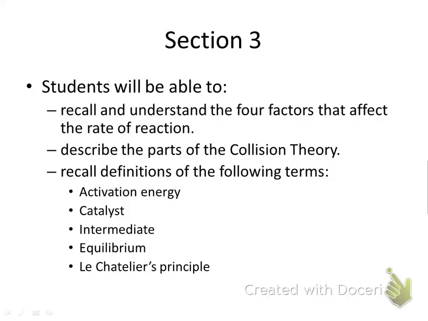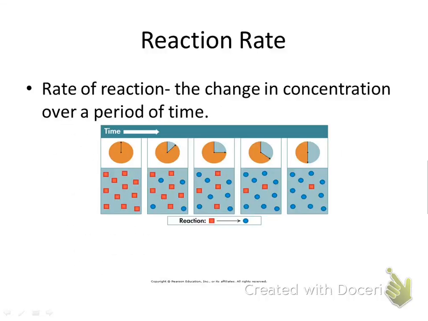Now, our objectives again for section 3 will be for students to be able to recall and understand the 4 factors that affect the reaction rate, or rate of reaction, describe the parts of the collision theory, and recall and apply the definitions of the following terms, and they are listed below. Hopefully by this point you have an idea of where you are when we cover these materials, but let's go ahead and get started.